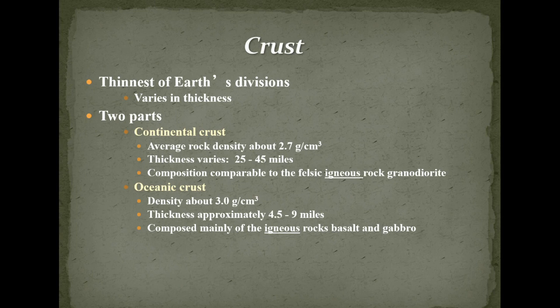So again, these numbers are relative. The continental crust is less dense than the oceanic crust. The continental crust is thicker than the oceanic crust. And the makeup of each of the crust types are different as well. So the thickness or the density, let me start over, those are different things. The density of the oceanic crust is higher than the continental crust, and it's also thinner.